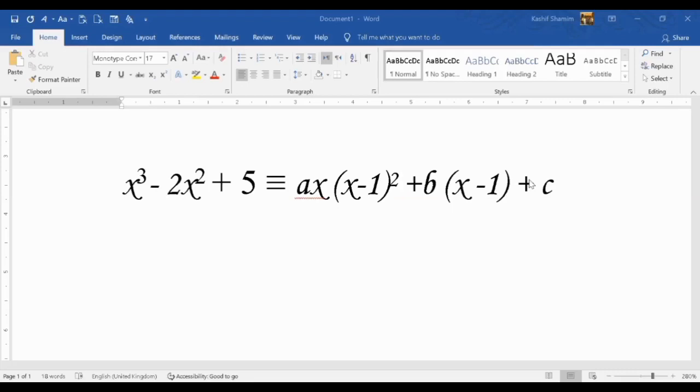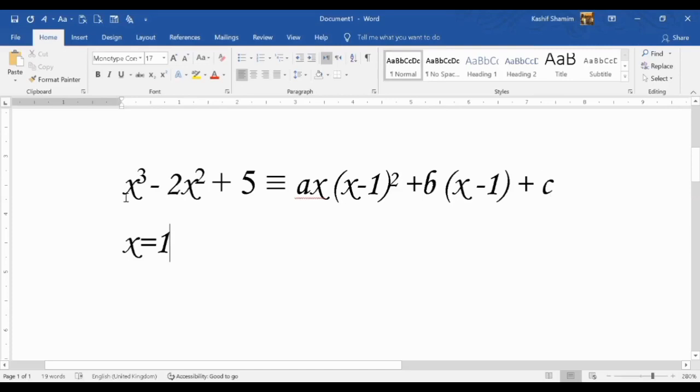If x is equals to 1, then what happens is that 1 minus 1 becomes 0. This bracket becomes 0. So this whole term is eliminated because if you multiply anything with 0, the answer is 0. So over here, this whole term becomes 0. Again over here, x minus 1 is equals to 0. 1 minus 1 is equals to 0. B times 0 equals 0. We have another value that is eliminated. Then we have C left. This term was eliminated, this term was eliminated, only C is left.